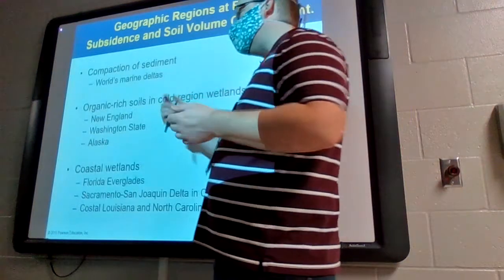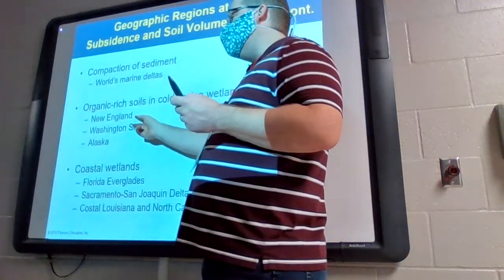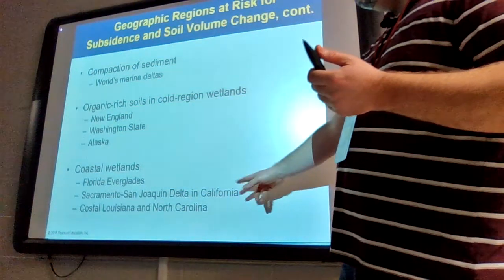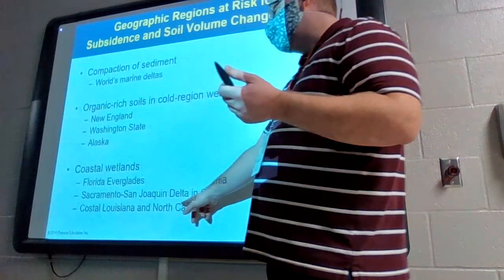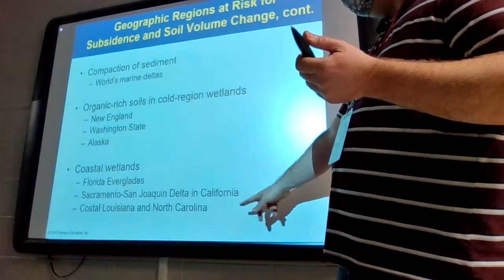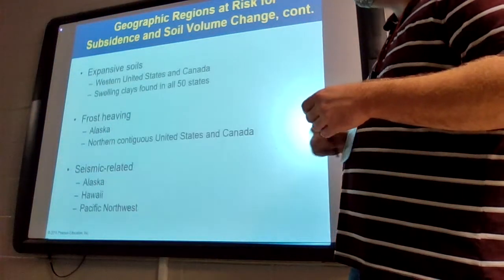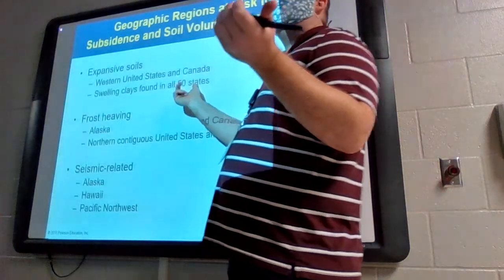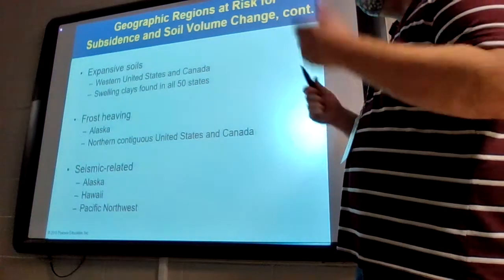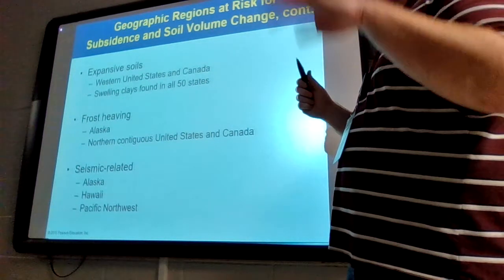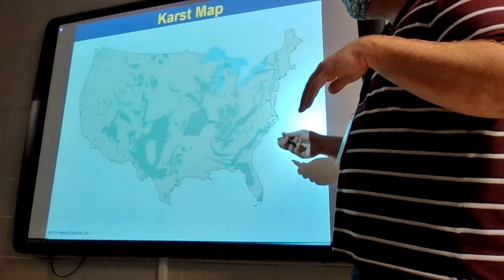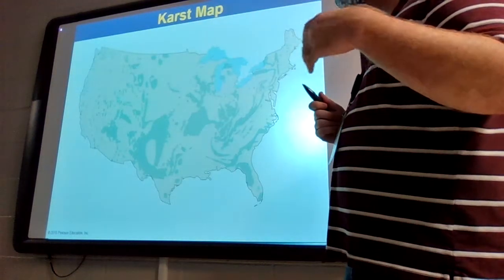If you've got organic rich soils, you're probably talking about New England or Washington State or Alaska. Coastal wetlands: Florida, some California coastal areas, Louisiana, North Carolina. Expansive soils pretty much everywhere. You can get swelling or drying depending on what part of the world you live in and how they built your house. Let's see. So yeah, here's your karst map.